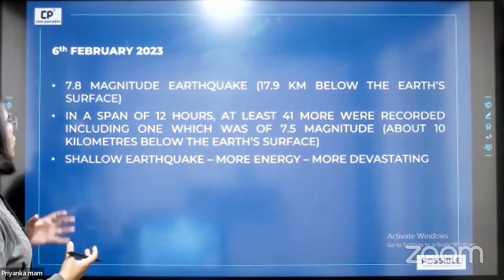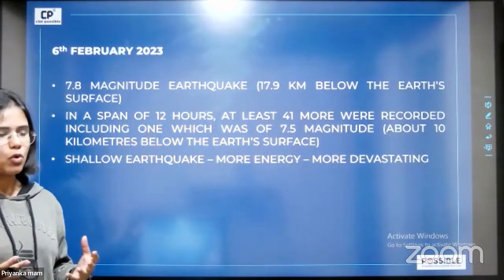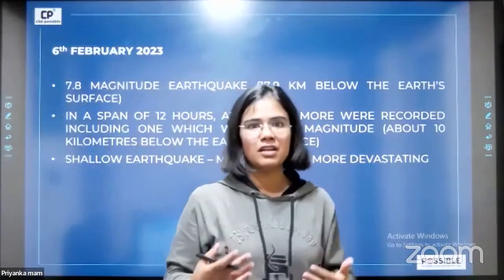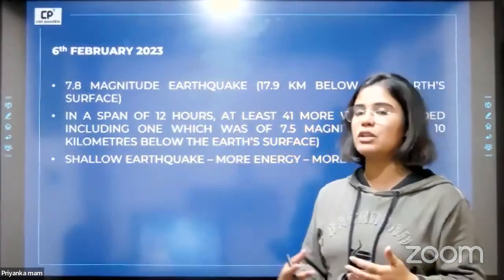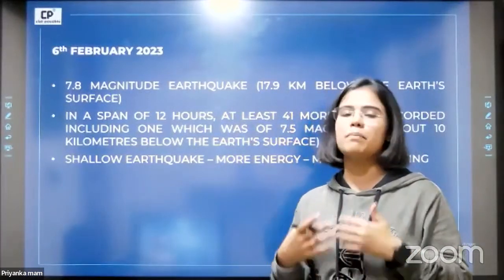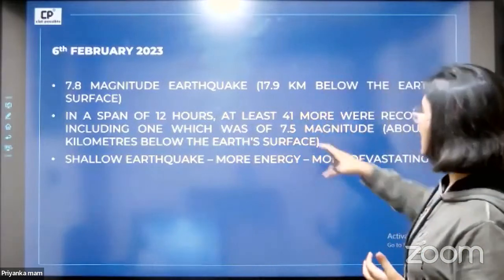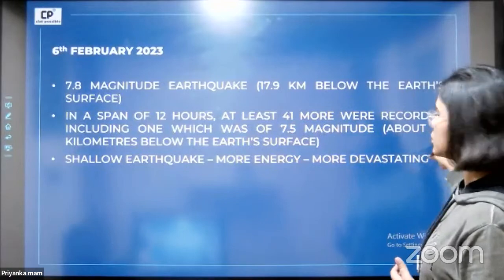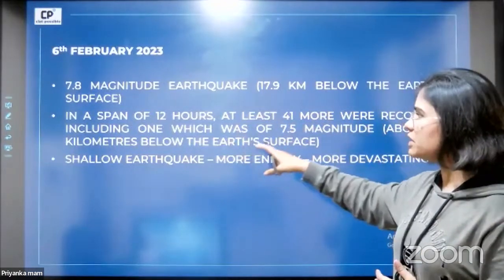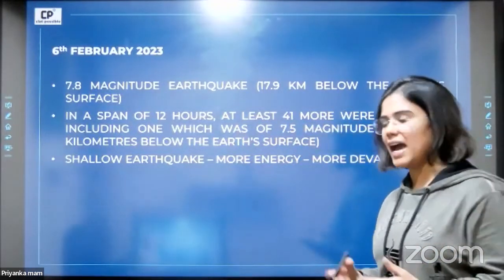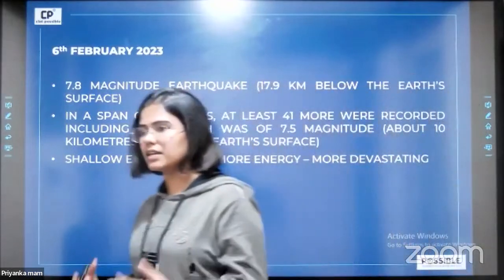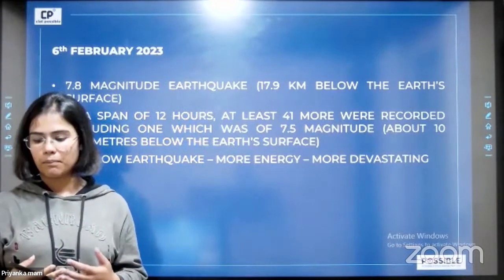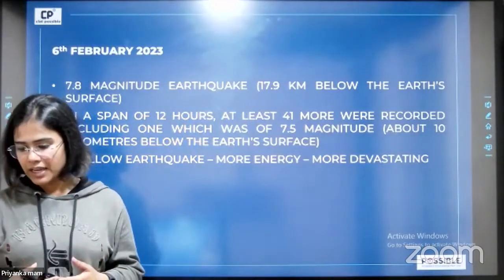A shallow earthquake basically means that it has a lot of energy and it can cause a lot of devastation. In a span of 12 hours, as I've just spoken about, around 41 more aftershocks were witnessed in this particular location, one of which was really huge, with a magnitude of 7.5. And this too was a very, very shallow earthquake, around 10 kilometers below the Earth's surface. This is why we are reading about the earthquake on and off in our newspapers, and we are looking at the amount of devastation that has happened, right?